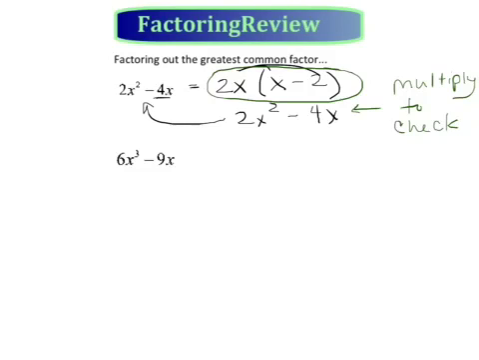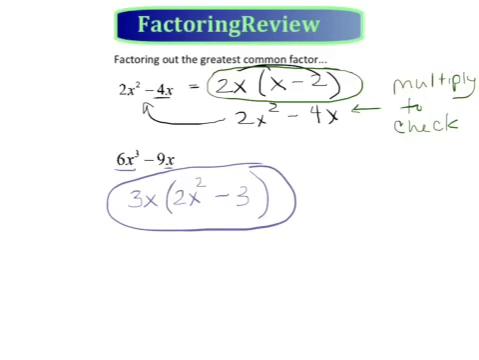So my second example down here, I'm going to factor out the greatest common factor. There's a 3, and then I can also factor out the x. I want to factor out the smallest x possible. So 3x, and then what would I distribute that to? Well, 3x times 2x squared makes 6x cubed, minus 3 would make 9x. So this is my factored form for that problem.